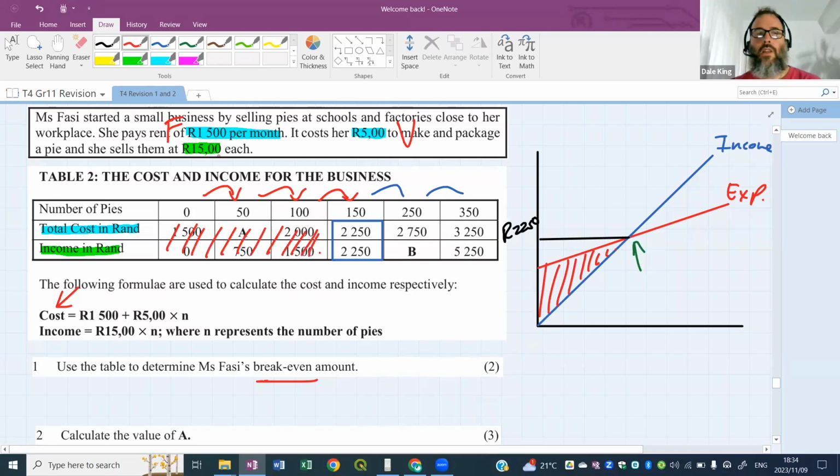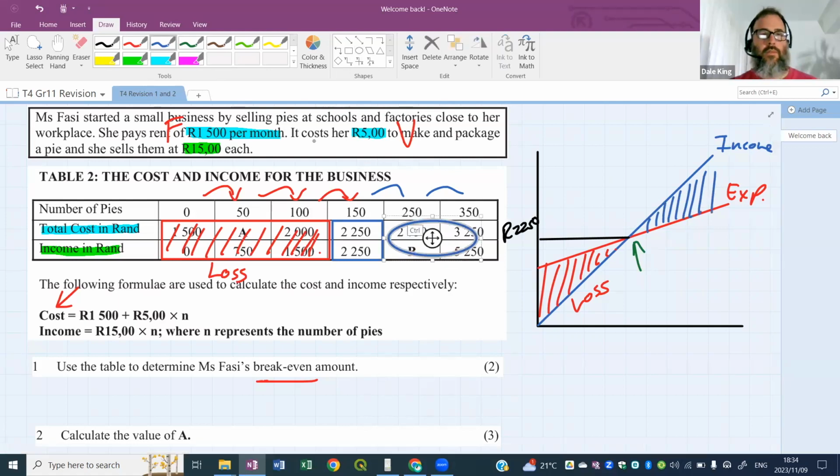On the left-hand side of the table is where your expenses are more than your income, and you're going to be making a loss. So I'll write there loss on the graph and loss on the table. On the right-hand side, this is where your income is more than your expenses. And on the table, that's this part over here.